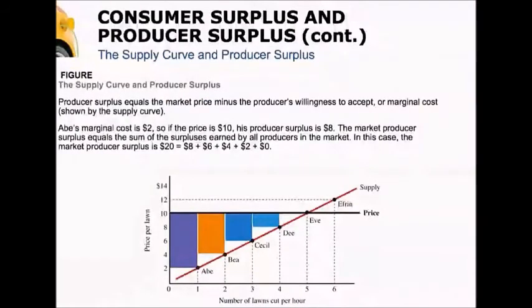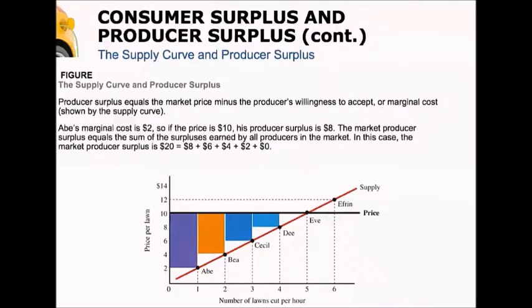How do we show that on a supply curve? Well, in the same way we looked at the lawn mowing industry and the price per lawn and the quantities of lawns, and we were looking at the demand curve, we can do the same along the supply curve. So here's the supply curve, and these are the willingness to accept for different producers. So Abe is willing to mow a lawn for $2, B is willing to mow a lawn for $4, and Cecil's willing to mow a lawn for $6. Ephraim, on the other hand, requires $12.